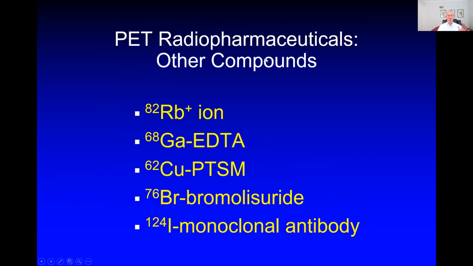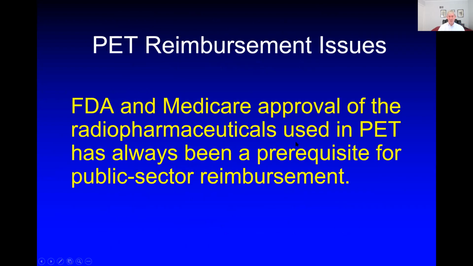Here are some other oddball isotopes. Rubidium, which of course came from the generator. Gallium-68, which also comes from a germanium-gallium generator. There's a copper and a bromine and I-124. These are just some other things.